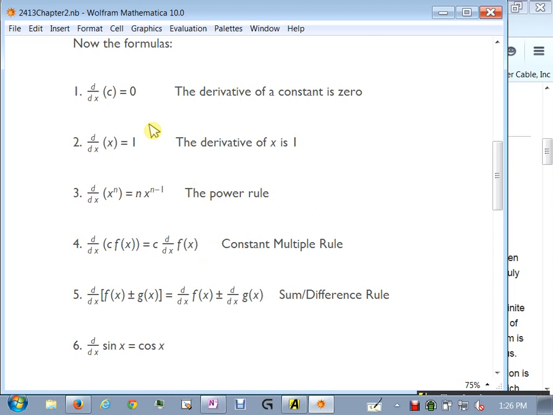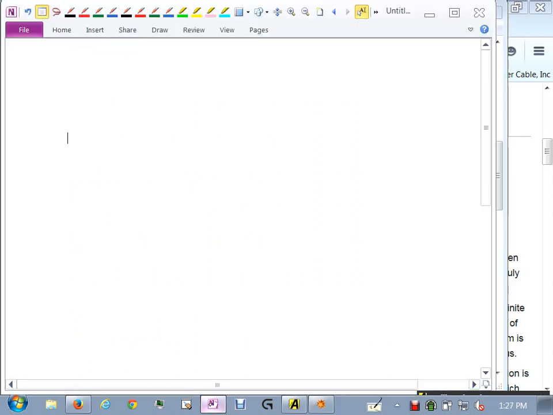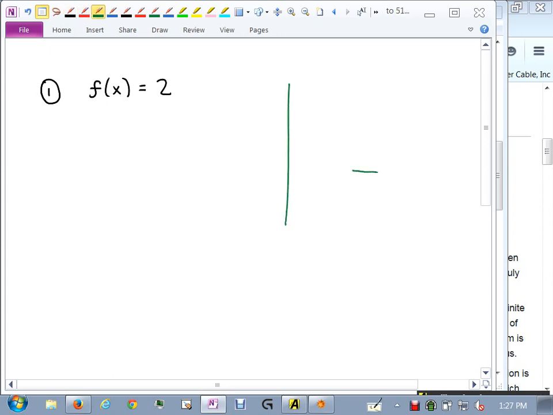Some of these will be obvious. Some of them we'll have to do algebraically. So let's try this first one. This first one says that the derivative of a constant function is 0. Let's see if we can convince ourselves of that with a picture. Somebody give me an example of a constant function. f of x equals 2. Okay, if I graph this, it's a flat line, isn't it?